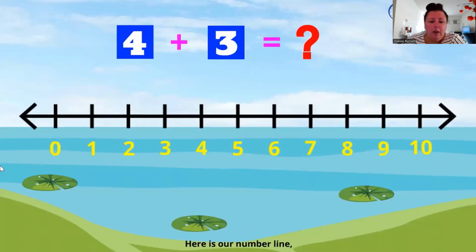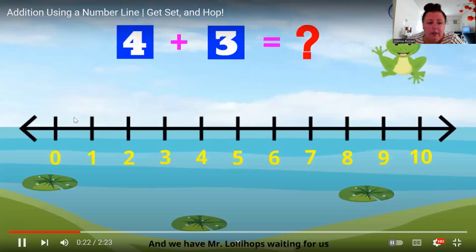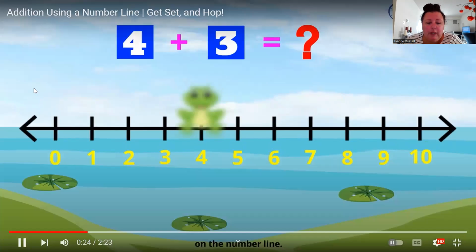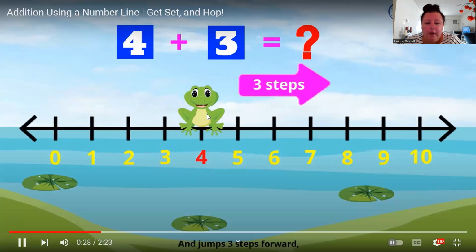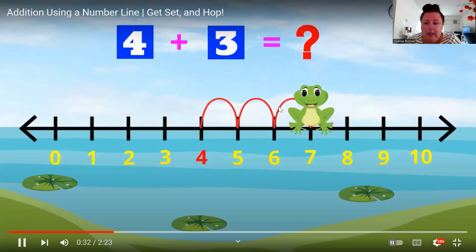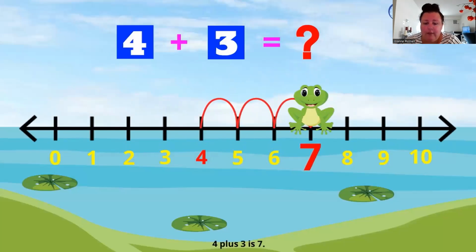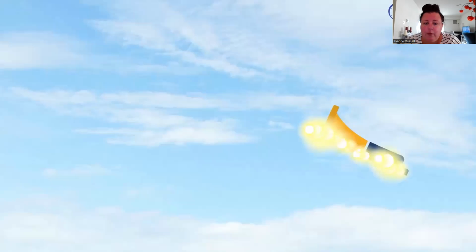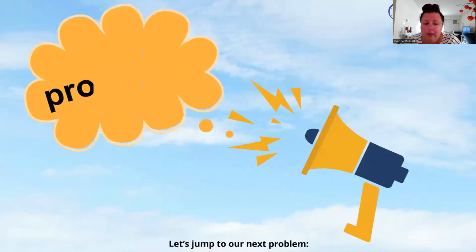All right, so we are doing 4 plus 3. As you see, you start at the 4. Our froggy is on the 4, and he's going to hop forward 3 times, 1, 2, and 3, and he lands on 7. 7 is the sum of our addition problem. So we just solved 4 plus 3 equals 7.